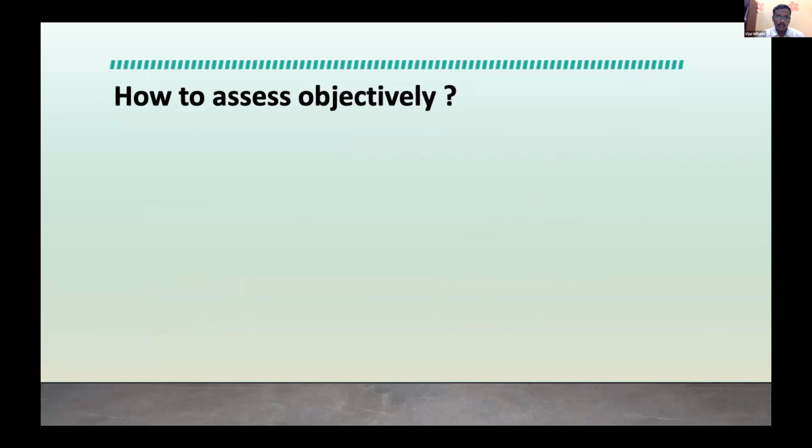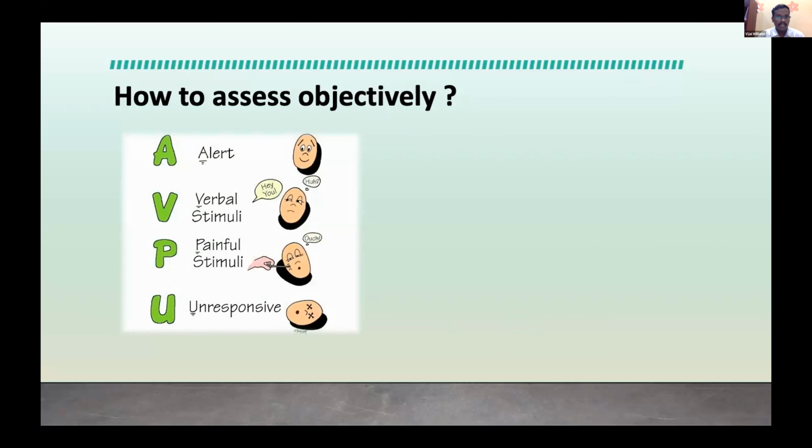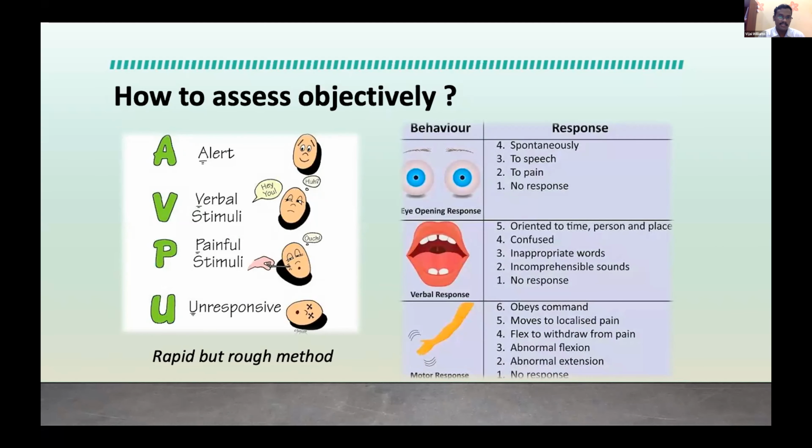Objectively, we can assess by two scales. One is the AVPU scale, wherein the child may be alert, responsive to verbal stimulus, responsive only to painful stimuli, or unresponsive. Since AVPU is a rapid but rough method, the more objective method is the GCS scale, which we commonly use, though it is extrapolated from traumatic brain injury. The three components include eye opening response, verbal response, and motor response, and the maximum score is 15.